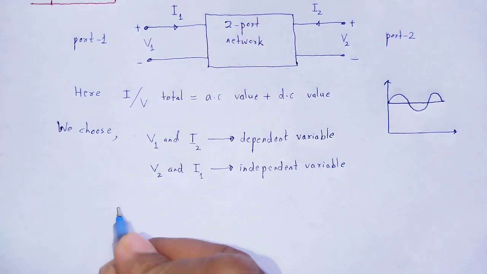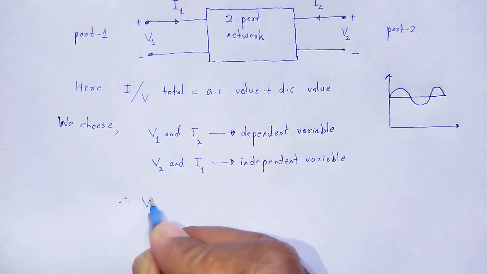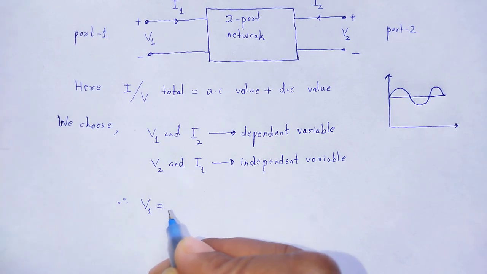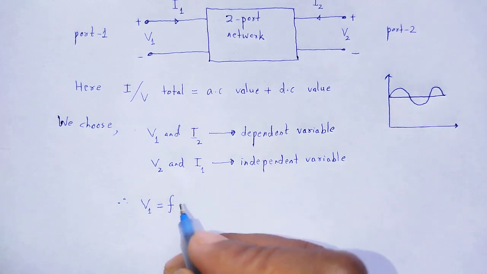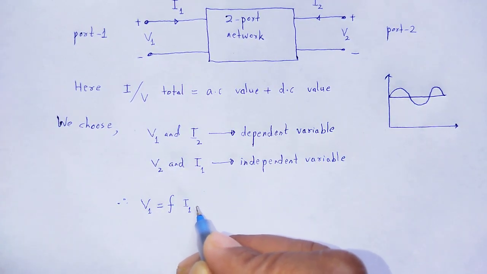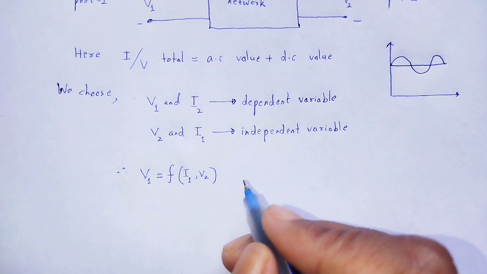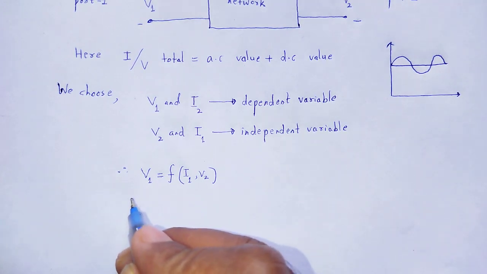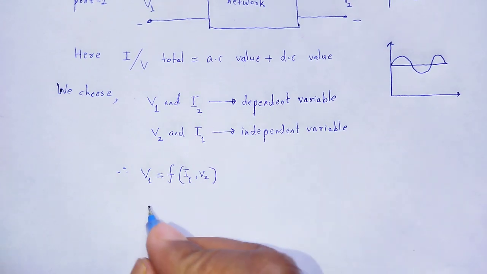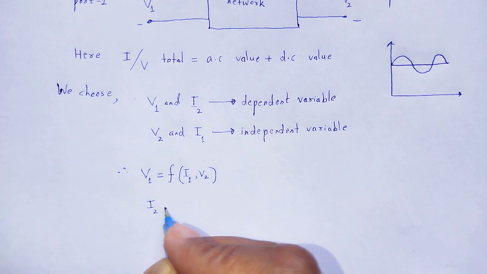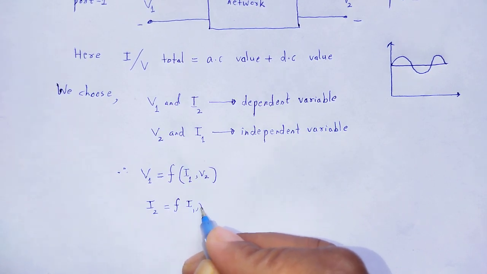Therefore, V1, that is the dependent variable, we write it as the function of independent variables I1 and V2. Similarly, I2 is the function of I1 and V2.